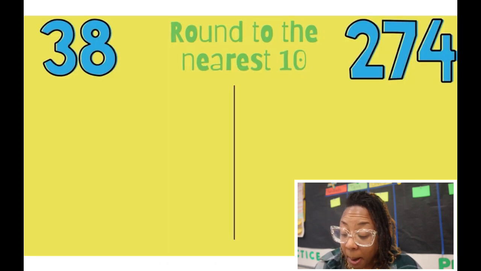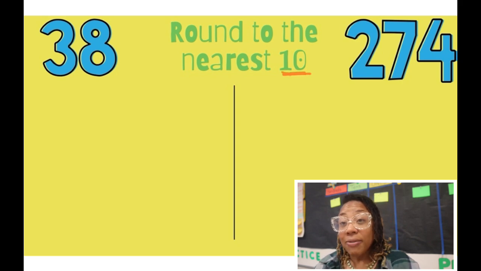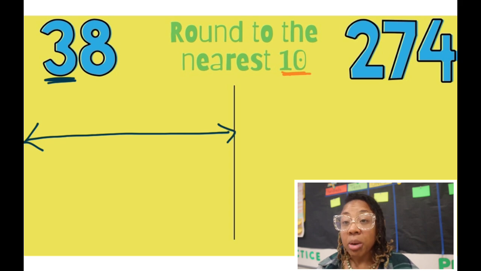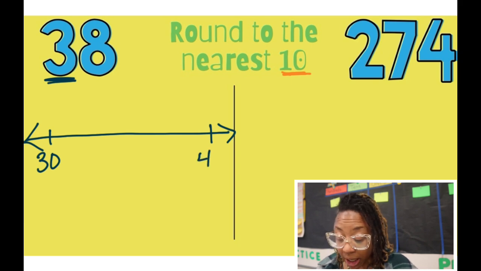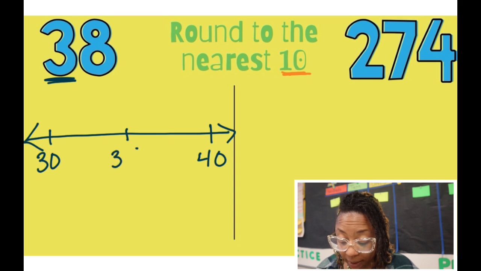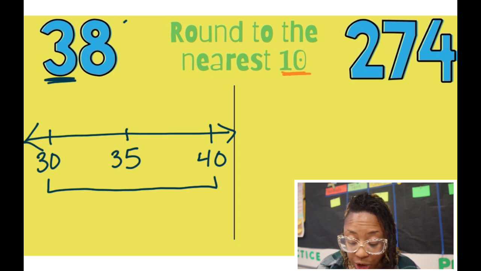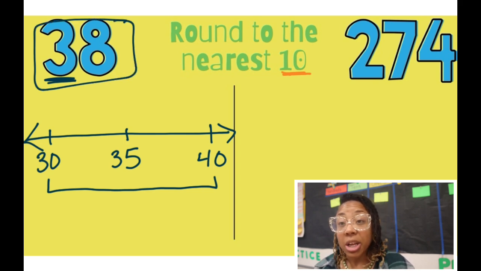So we have 38. Because I am rounding to the nearest 10, that is the value that I want to focus on. So I currently have 3 tens. Nothing more, nothing less. So my number line is going to consist of 3 important numbers. My current 10, which is 30 in this case. 1 more 10, which is 40 in this case. And then my halfway mark, which is 35 in this case. These are the most important numbers for you to have when you are rounding, because now all I need to do is figure out where to plot this 38.